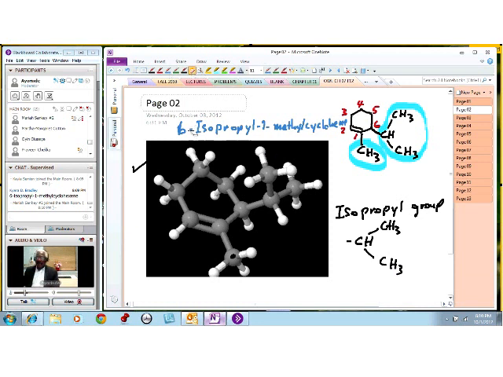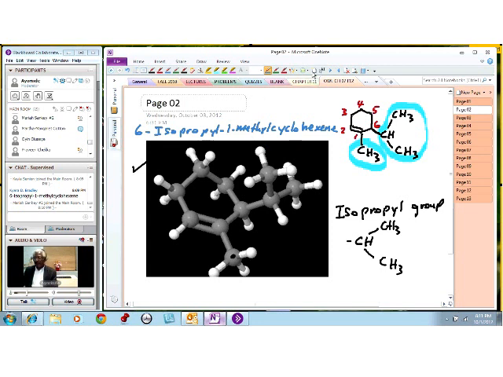Let me erase this. This is clogging up this place here. Start from here. 6-isopropyl-1-methylcyclohexene. Keep in mind when you have the cyclic ring system, you do not have to indicate the position of the double bond because you assume that the double bond will be in position 1 and 2.